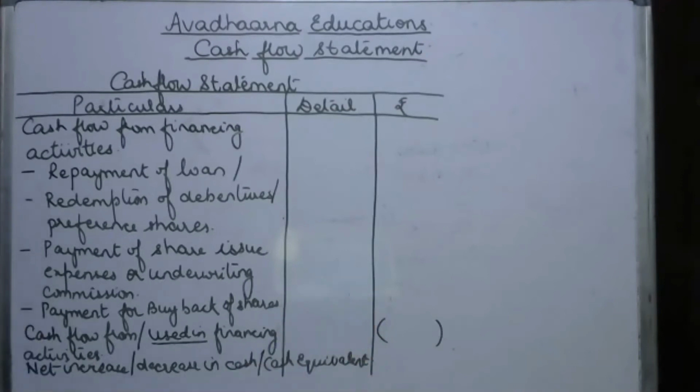I hope that the format of cash flow statement and how to calculate cash flow from financing activity is clear to everyone. Now, in the forthcoming sessions, we will be solving the full-fledged questions along with adjustments for preparing cash flow statement and calculating cash flow from various activities. That's all for today from my side.